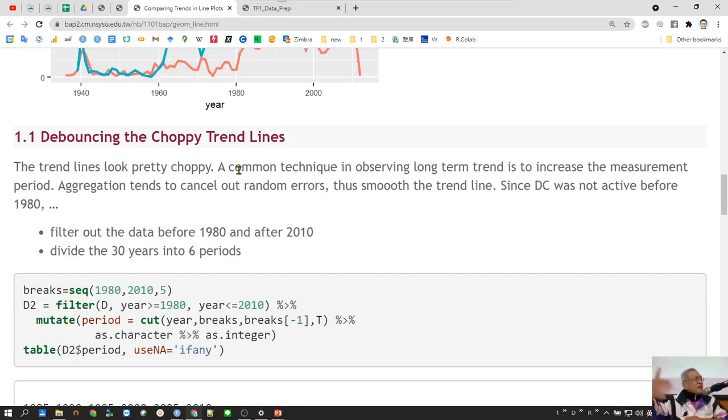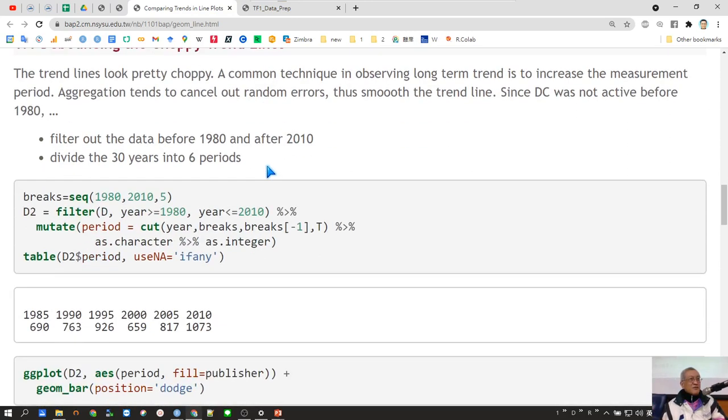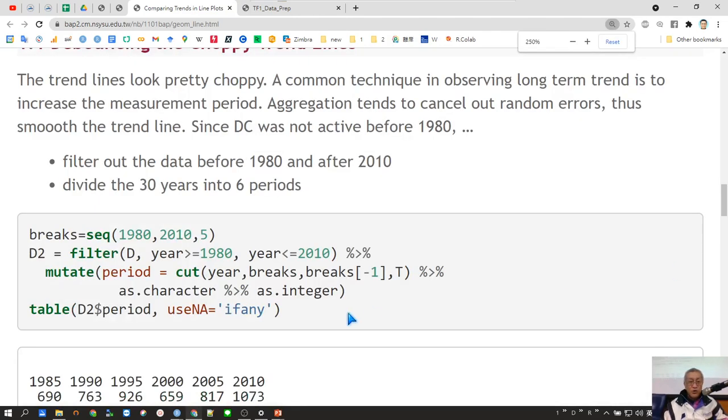There are many different kinds of doing average, and for our class, we just use the easiest way to do the average. So we cut the period into blocks of 5 years, right? Up to this point of time, you should have seen this expression a lot of times.